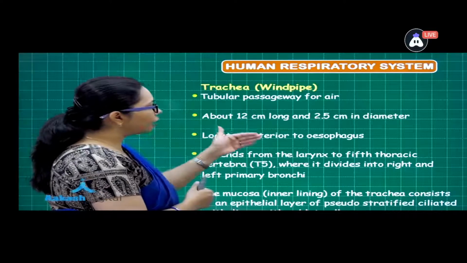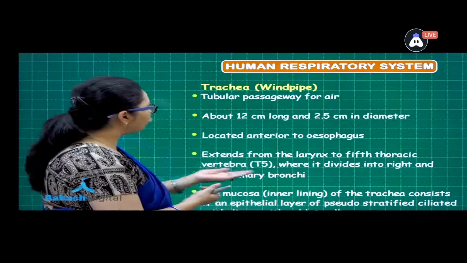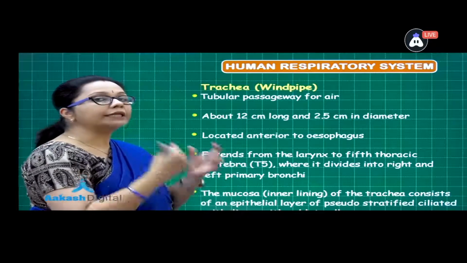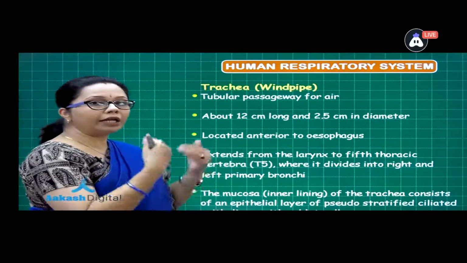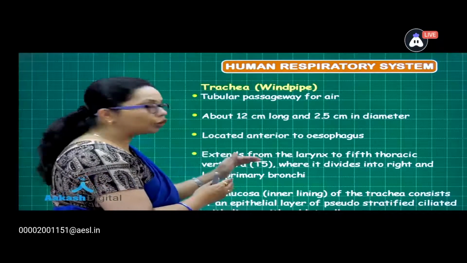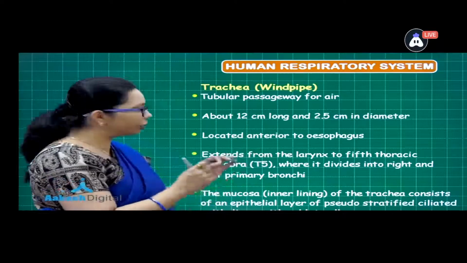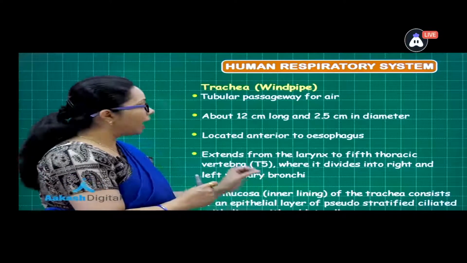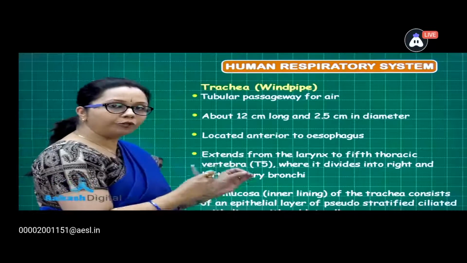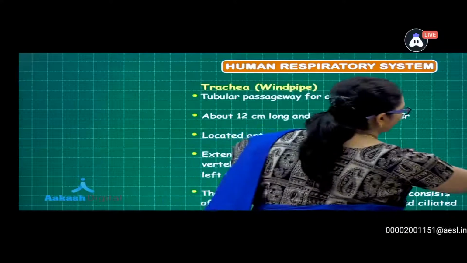And it extends from the larynx, that is from the bottom part of the larynx, to the fifth thoracic vertebra. Now in our vertebral column we have a number of vertebrae, 7 of them in the cervical area, and then in our thoracic area there are 12 vertebrae. So at the fifth thoracic vertebra, at that level, the trachea divides into 2, and those divisions are called the bronchi. So there would be one right bronchus leading into the right lung and left bronchus leading into the left lung.